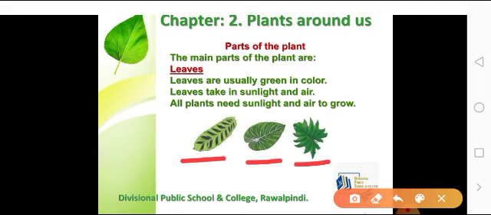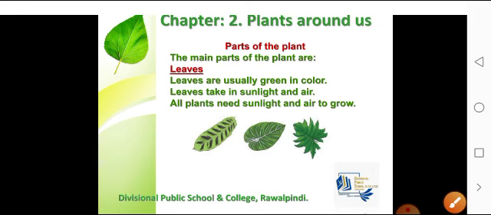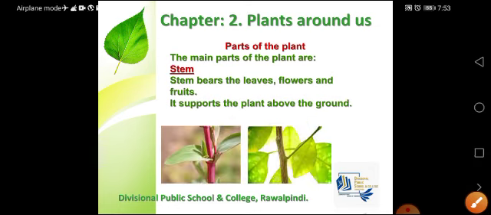Leaves take in sunlight and air. Leaves are the parts of the plants which take sunlight from the sun, and plants can breathe through the leaves. All plants need sunlight and air to grow. You know, plants are living things. They grow, they breathe, they take air, and they also take sunlight. So leaves are a very important part of the plant.